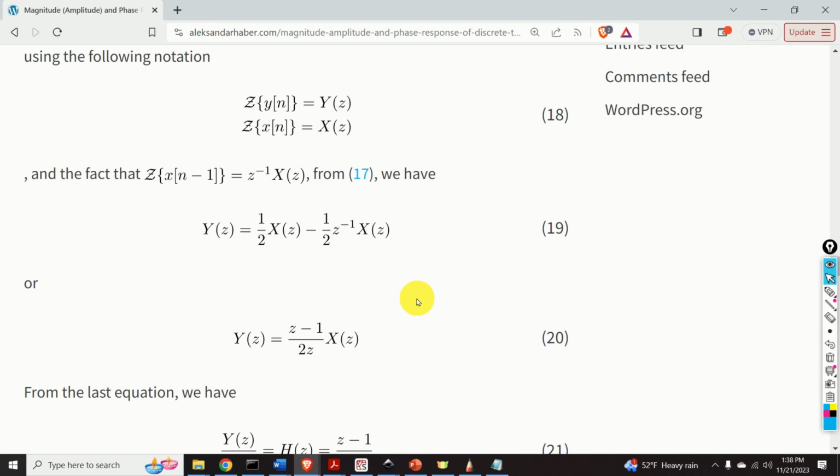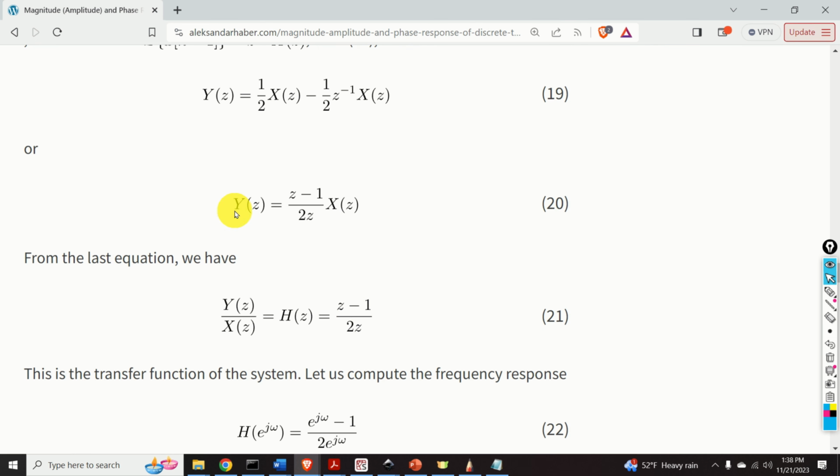Or, if we now group the terms together, we obtain this expression. From equation 20, we can obtain the transfer function, and the transfer function looks like this: H of z is equal to (z minus 1) over 2z. To obtain the transfer function, we simply divided the output by the input.